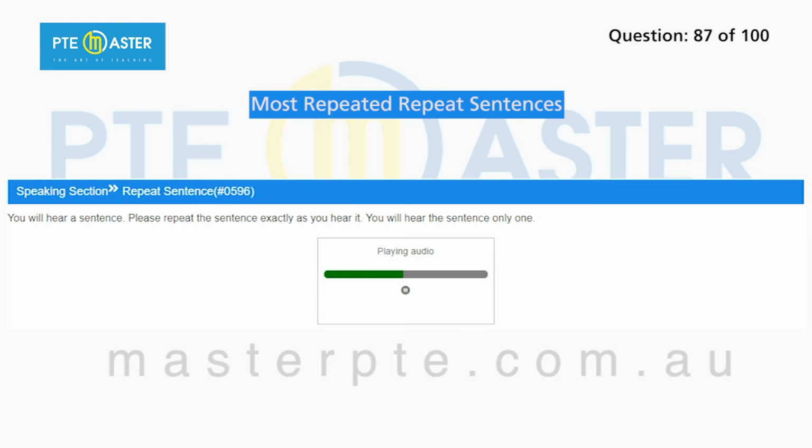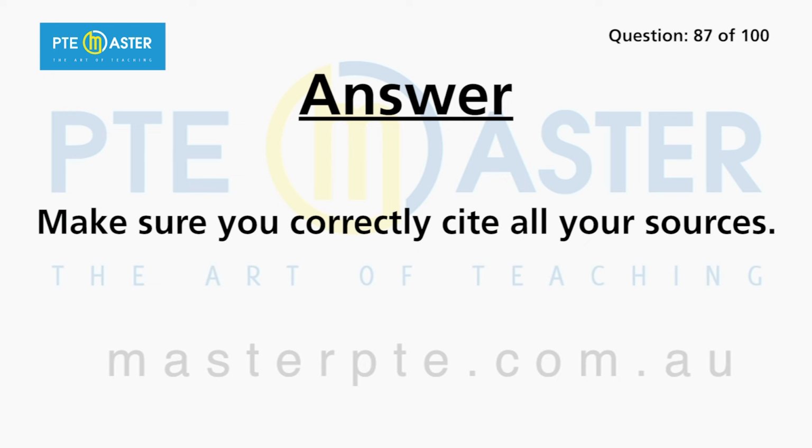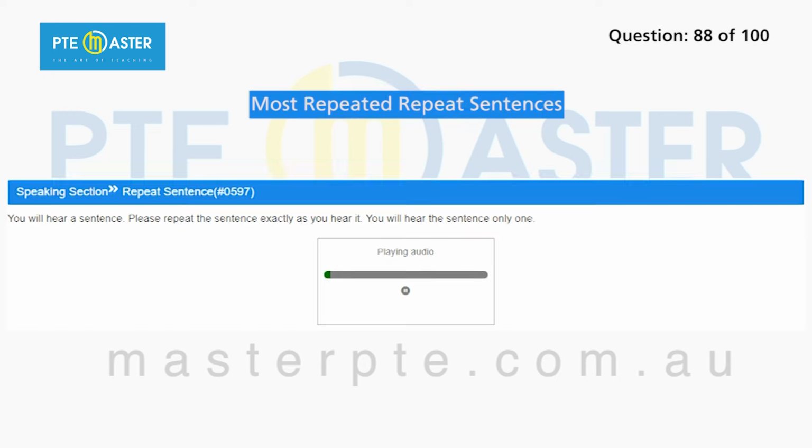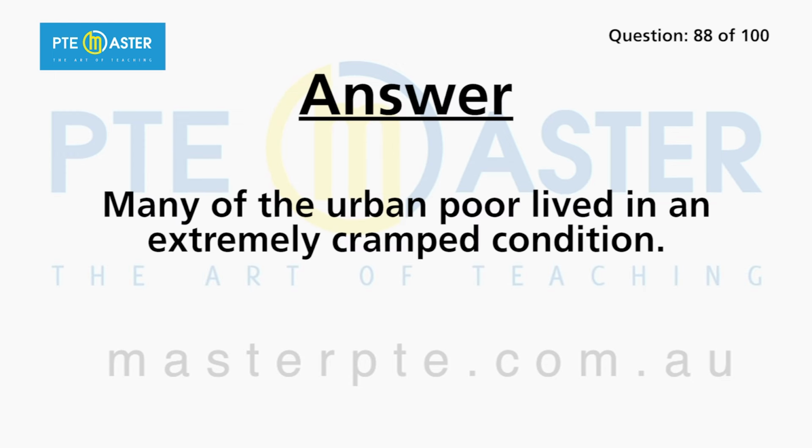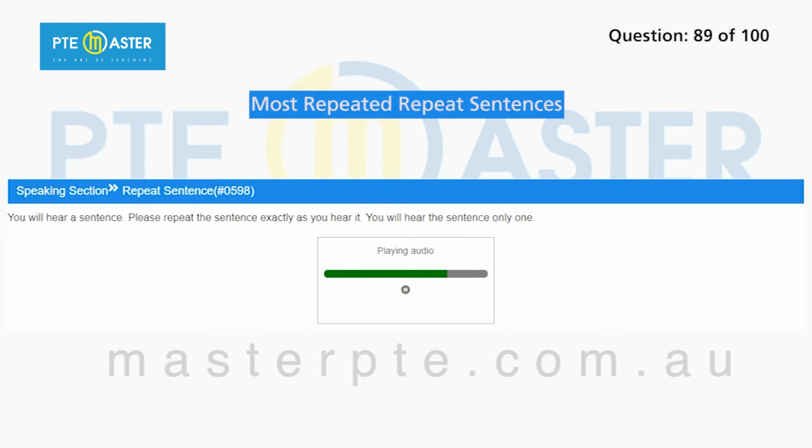Make sure you correctly cite all your sources. Many of the urban poor lived in an extremely cramped condition. Maybe it is time for me to make some changes.